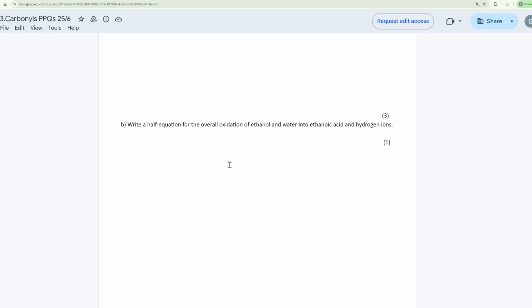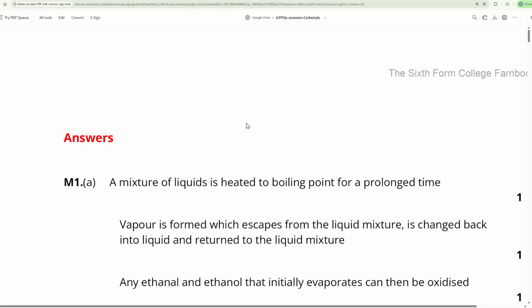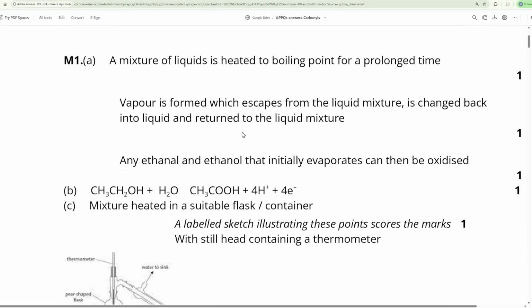We got minus 1, 2 plus. B minus. And this is 0. I don't know how to answer this either, so I'm just going to take the answers. Make sure it is heated to boiling point for a prolonged time. So 0 marks there.